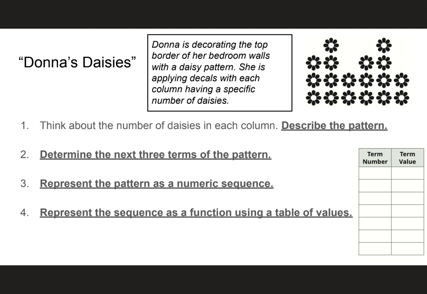All right, this says Donna is decorating the top border of her bedroom walls with a daisy pattern. She is applying decals with each column having a specific number of daisies. So think about the number of daisies in each column, describe the pattern.